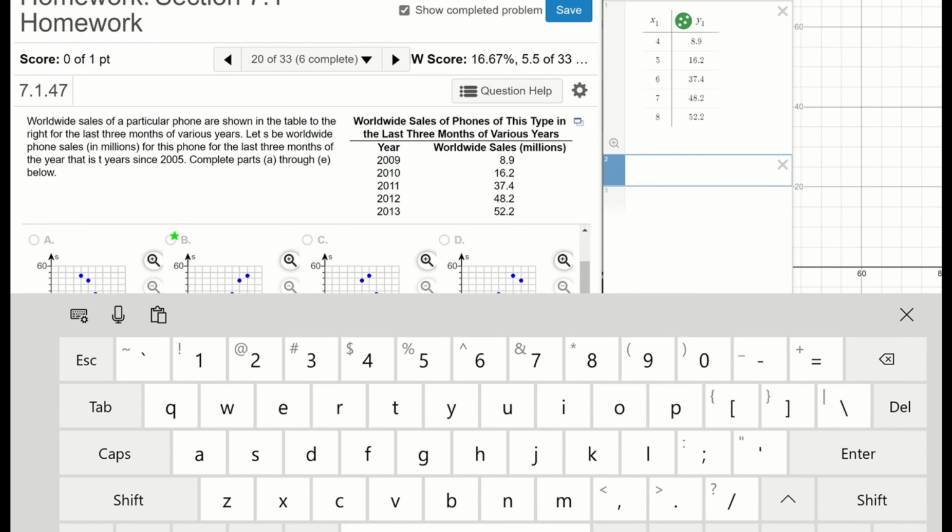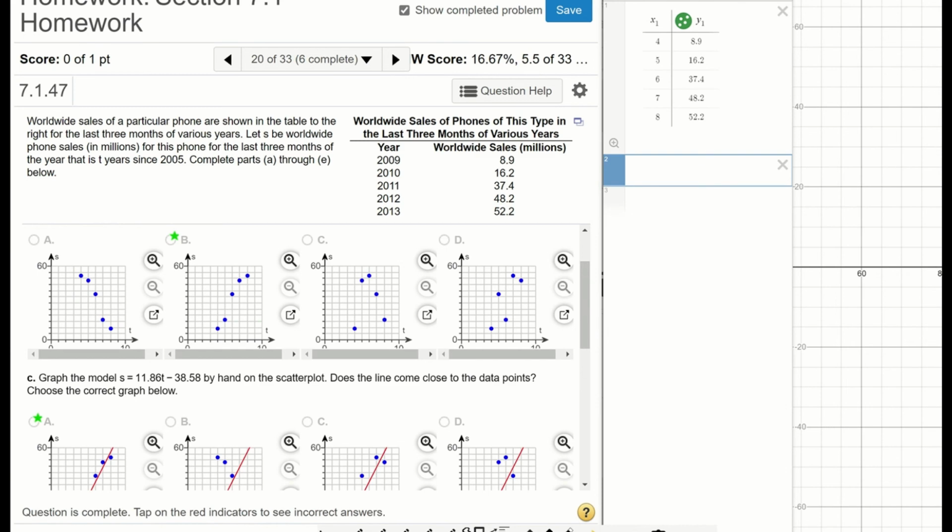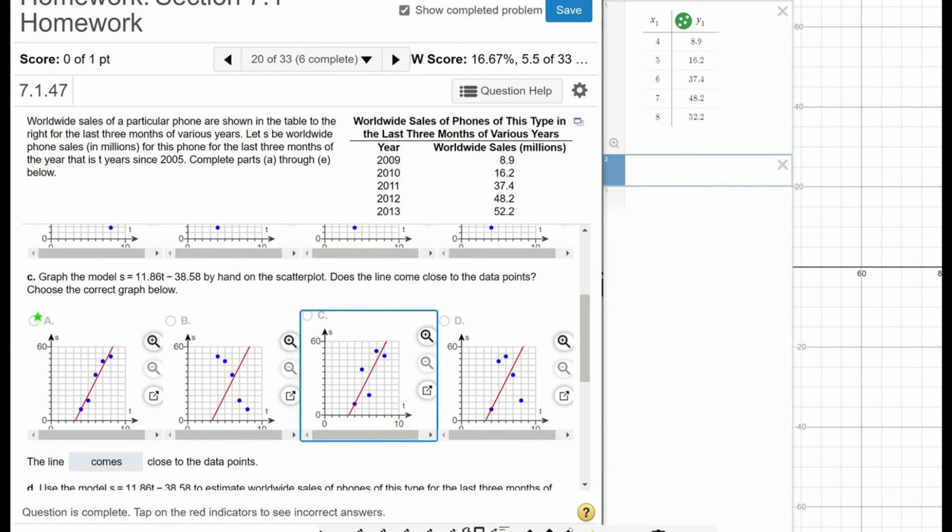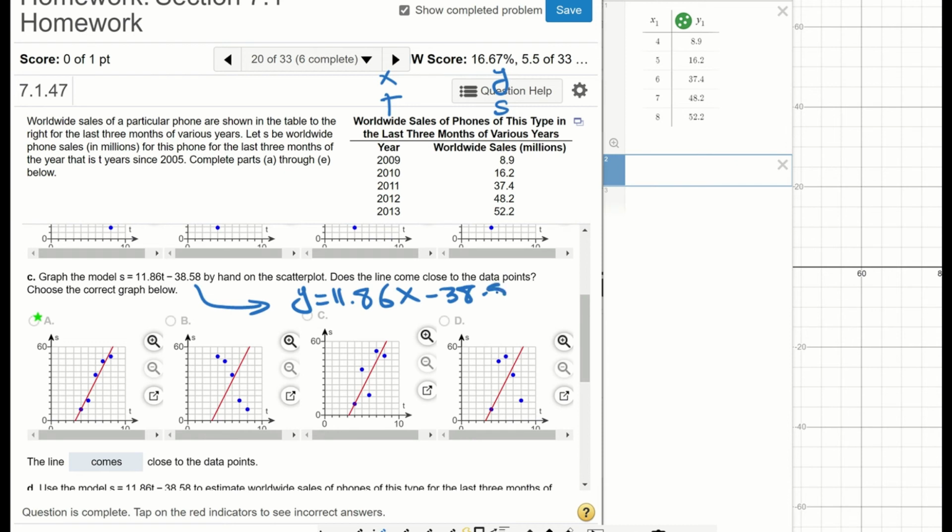Now be careful with this, because if you want to do that model which they provided, instead of S you're going to use Y. Remember, normally this would be, here you're using T and S, right? But normally the standard explanatory variable is X and the standard response variable is Y, right? So this would turn into Y equals 11.86 X minus 38.58 if you're going to graph it using one of these technologies.